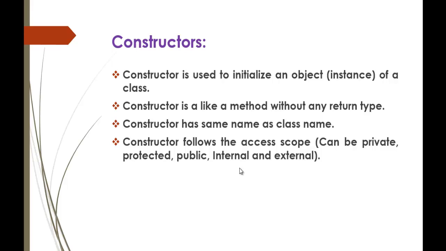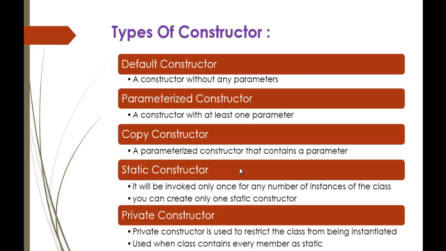Now there are types of constructor. There are 5 types: default constructor, parameterized constructor, copy constructor, static constructor and private constructor. Now we'll see one by one. First we'll see how to define a constructor by using the default constructor type. In the types of constructor, the first one is the default constructor.